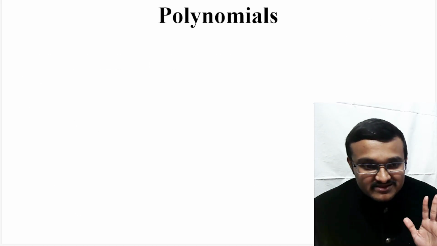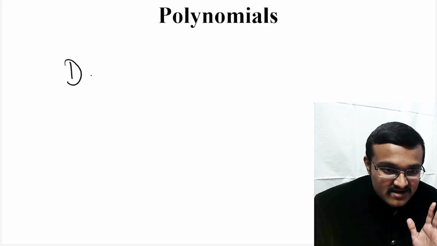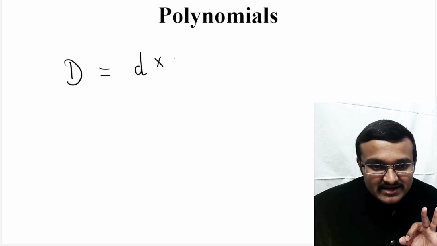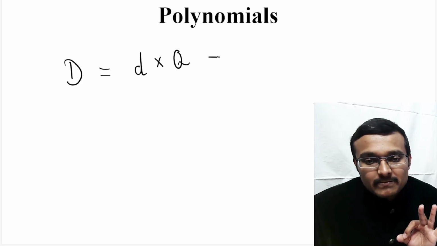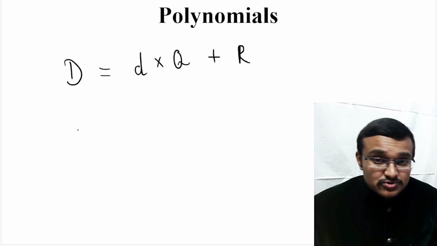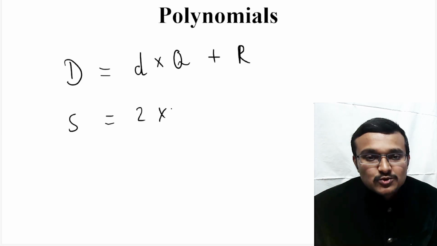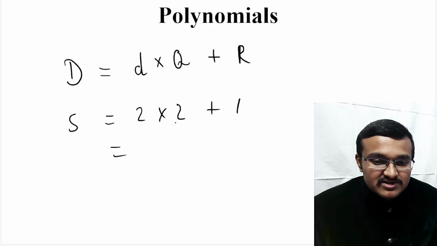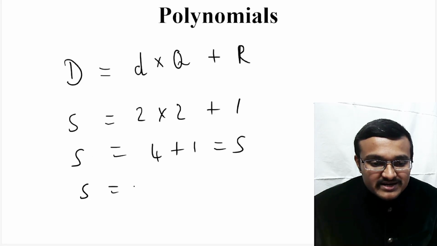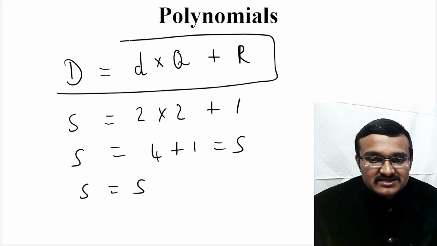Always you should remember one thing, that is dividend capital D is equal to divisor multiplied with the quotient plus remainder R. So here you can substitute the values and cross verify. Here what is the dividend? 5. What is the divisor? Divisor is 2. What is the quotient? Quotient is 2. What is the remainder? Remainder is 1. So when you solve this, 2 into 2 is 4 plus 1. So 4 plus 1 is 5. So that means here you are getting 5 is equal to 5. So that means this particular equation holds good.